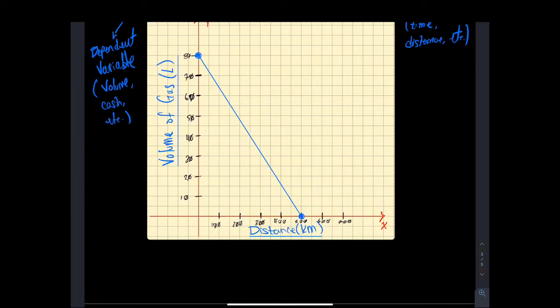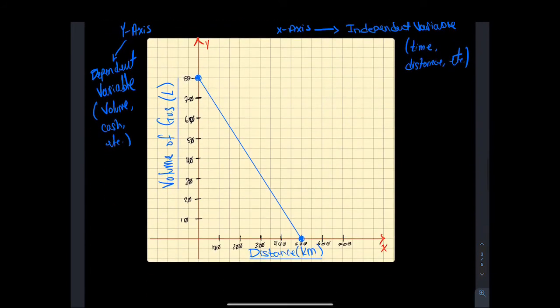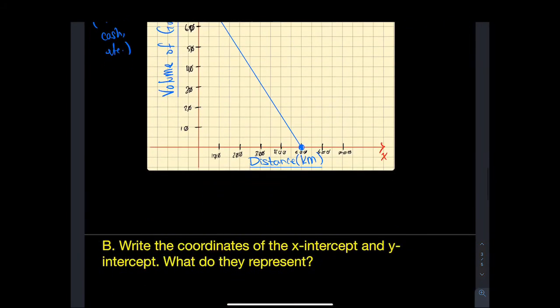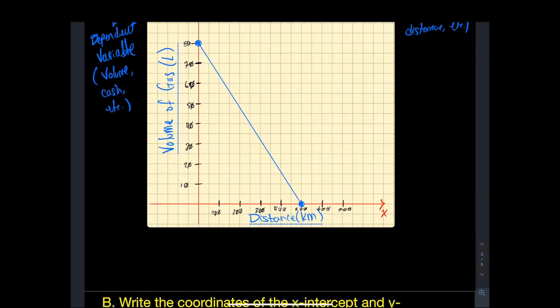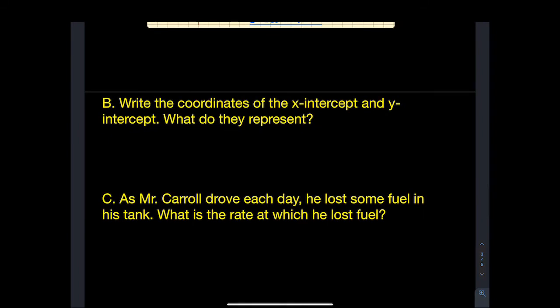Beautiful. So there's our graph. It's a linear graph that has 2 points, and we've colored those in. So we started at 80 liters in total, and we ended at 0 liters and 500 kilometers. So let's go look to see what else this question is asking. Write the coordinates of the x-intercept and y-intercept, and we need to figure out what those represent.